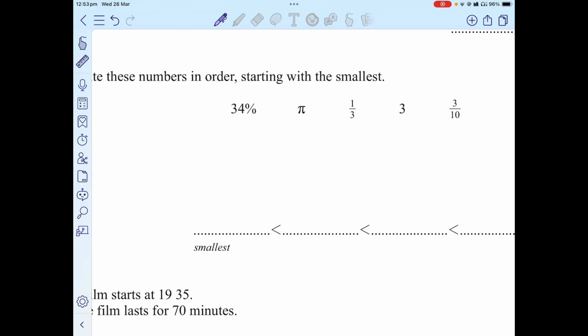The next question: write these numbers in order starting with the smallest number. So if you think about it, what is 34%? 34% is 34 over 100, which is 0.34. On the other hand, you have pi, which is basically 3.14. 1 over 3 is basically 0.333, which will keep continuing. And 3 is just 3. And 3 over 10 is 0.3.